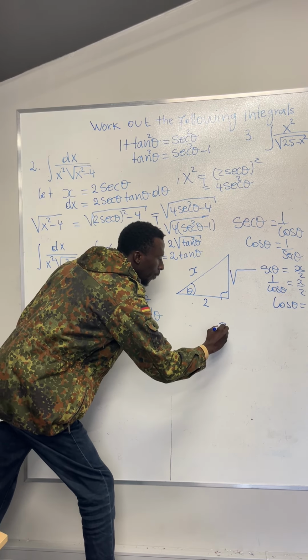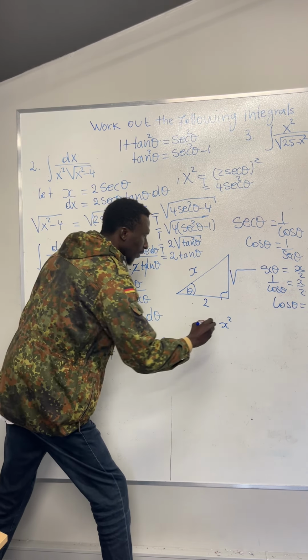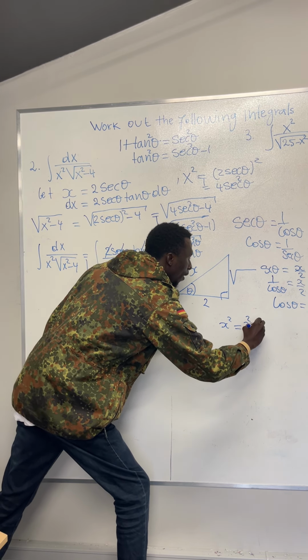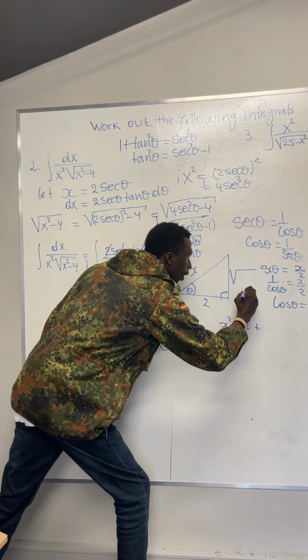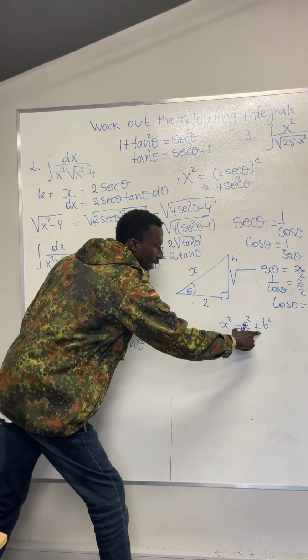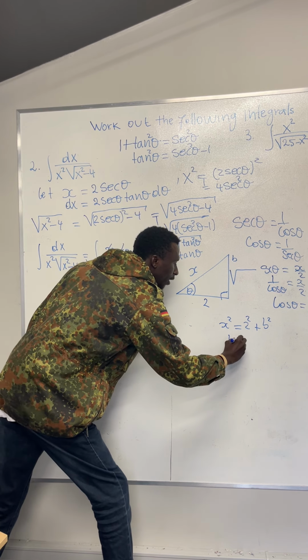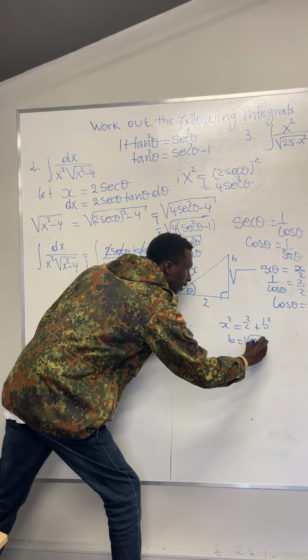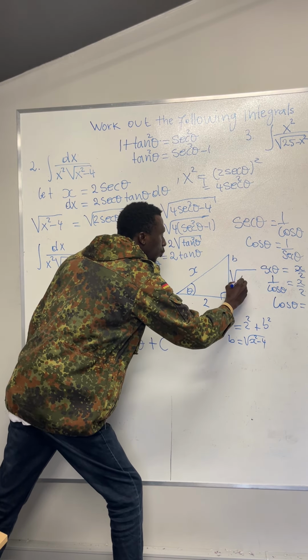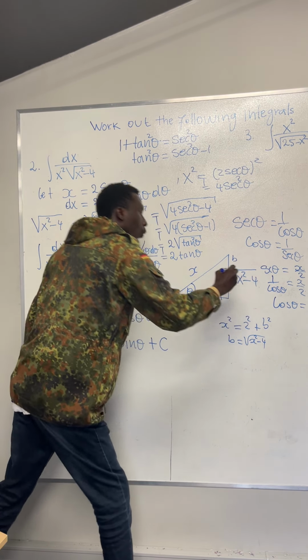We know that x squared is equal to 2 squared plus the one we are looking for. So let's call this one b. So we're going to have b squared. And let's solve for b. So b is just going to be the square root of x squared minus 4.